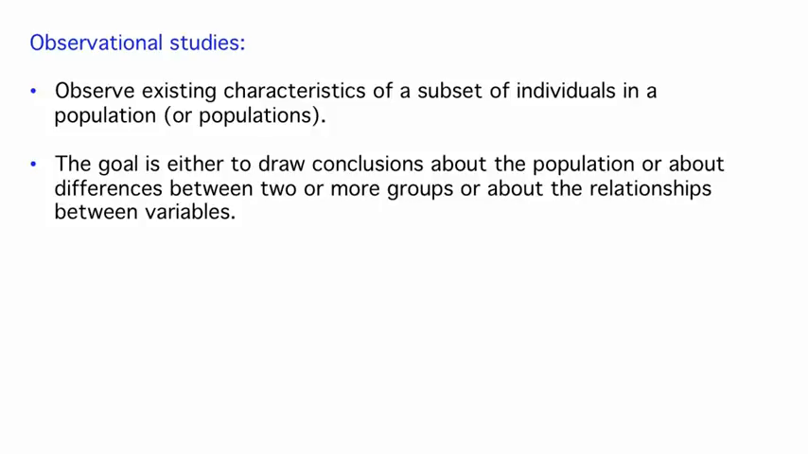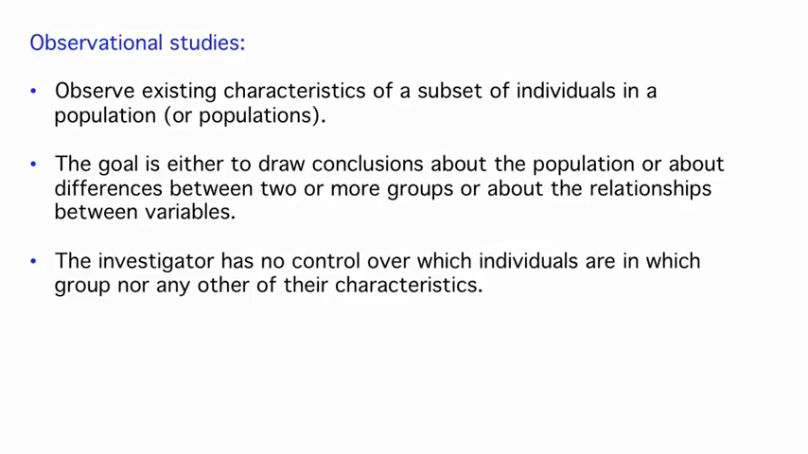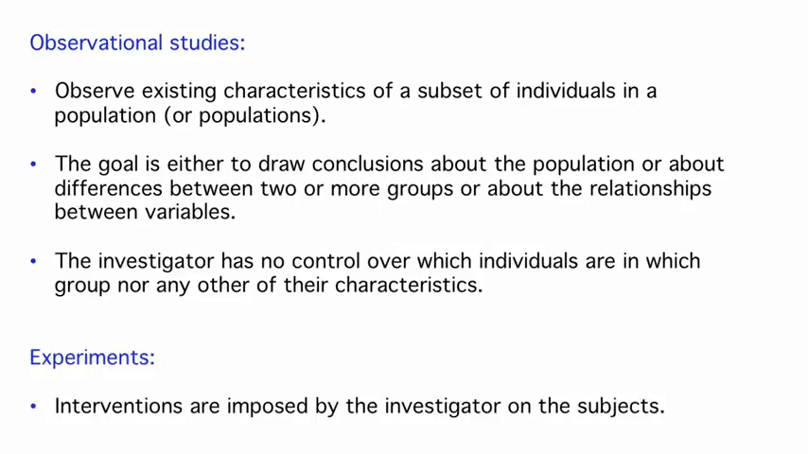Because existing characteristics are being observed, the investigator has no control over which group an individual belongs to. In contrast, in an experiment, the investigator imposes some kind of intervention on the individuals being studied, perhaps assigning some to one group and some to another. Experiments are the gold standard for making causal conclusions, but for now, we'll focus more on potential issues with observational studies. Let's look at an example of an observational study and discuss why we need to be careful when stating the conclusions of the study.